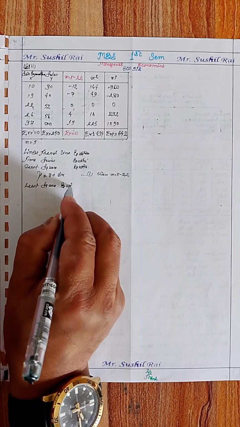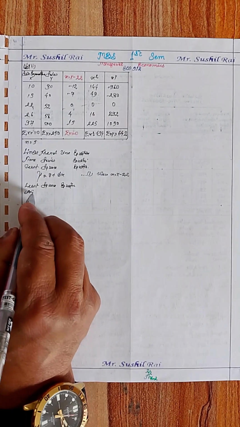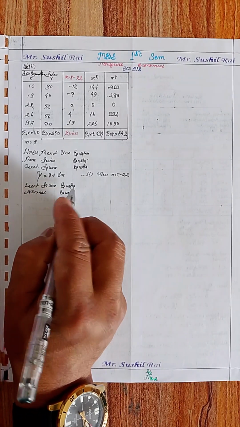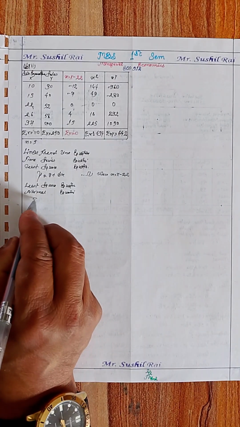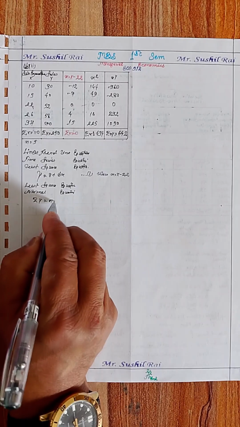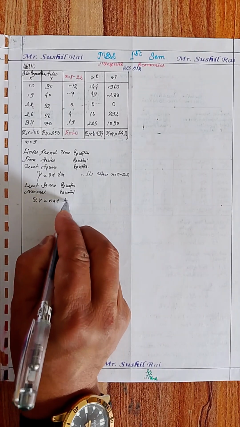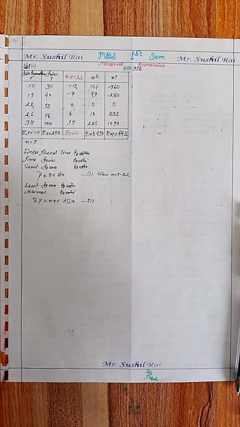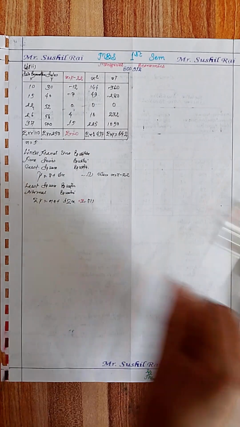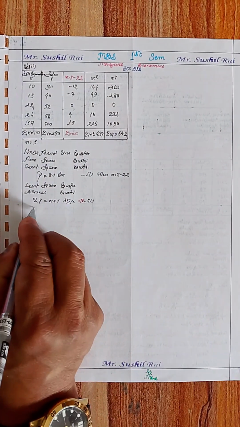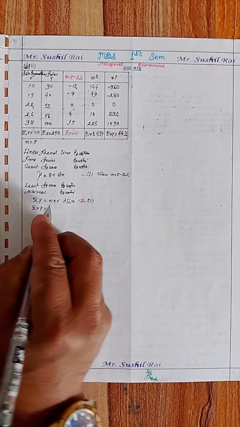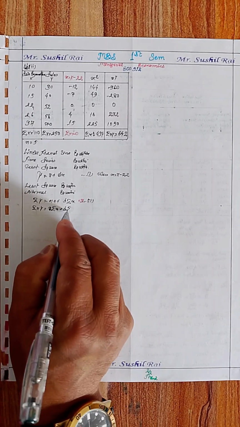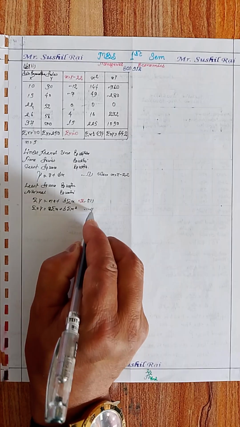Normal equations: summation y is equal to na plus b summation x ... equation 2; into summation xy is equal to a summation x plus b summation x square ... equation 3, into summation x.